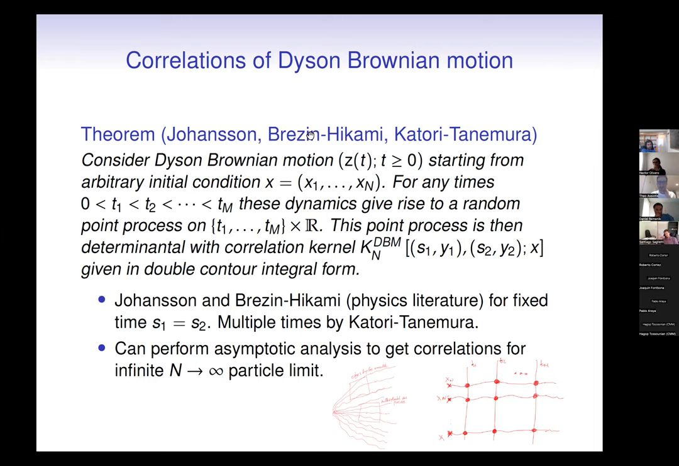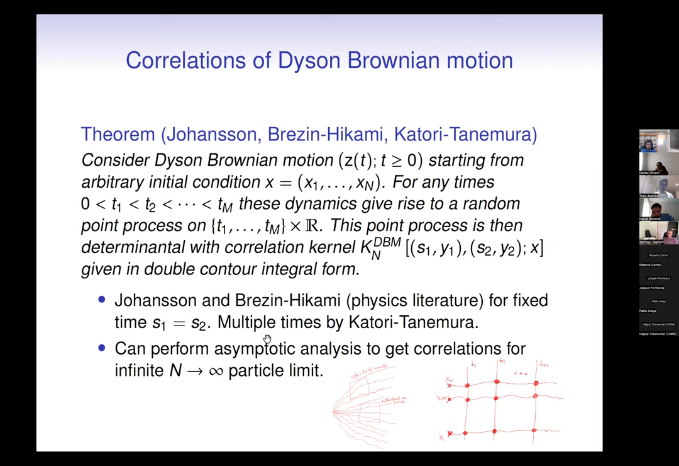It also appeared earlier, I think, in the more physics literature by Brezin and Hikami. So they also computed it. So this was for a fixed time. Somehow they said, start from an arbitrary initial condition, and then for a fixed time t, or fixed time s1 equals s2, just cut this thing at a single time, then that point process is determinantal with an explicit kernel. And then multiple times was done around 2008, 2009 by Katori and Tanemura. So they have a formula which basically generalizes this point.